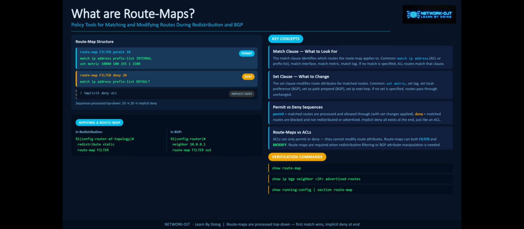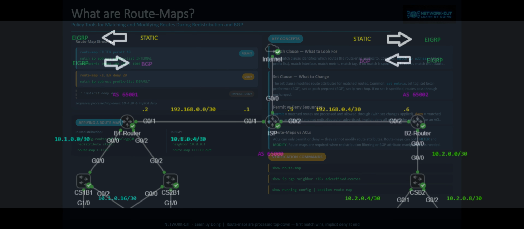Route maps give us granular control over routing by letting us match specific prefixes and apply actions like setting metrics, tagging routes, or filtering them entirely. They act as flexible policy tools that sit between routing processes, redistribution, or neighbor relationships. With route maps, we can precisely control what routes are allowed in or out of our routing domain.